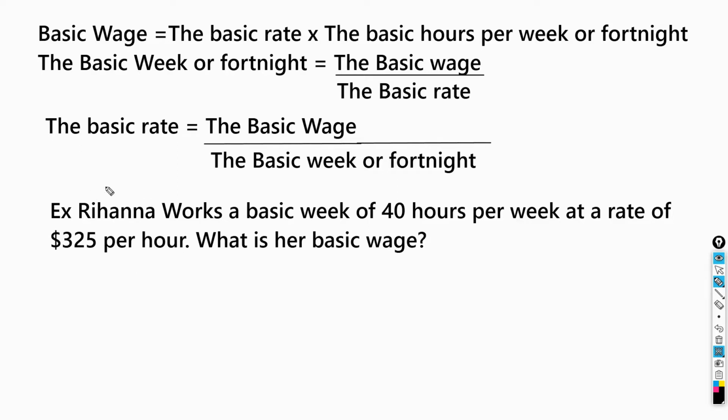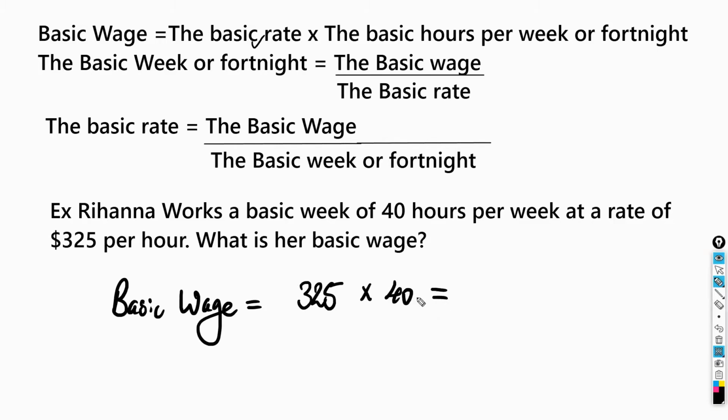So let's look at this example here. This example says Rihanna works a basic week of 40 hours per week at a rate of 325 per hour. What is her basic wage? Cool. So let's just calculate that. The basic wage is equal to the basic rate, which is the 325 per hour, right? Multiplied by the basic hours per week or fortnight. And right, so she's worked 40 hours for the week. So let's just put that in our calculator, guys. All right, and she's gonna get paid $13,000 for the week.